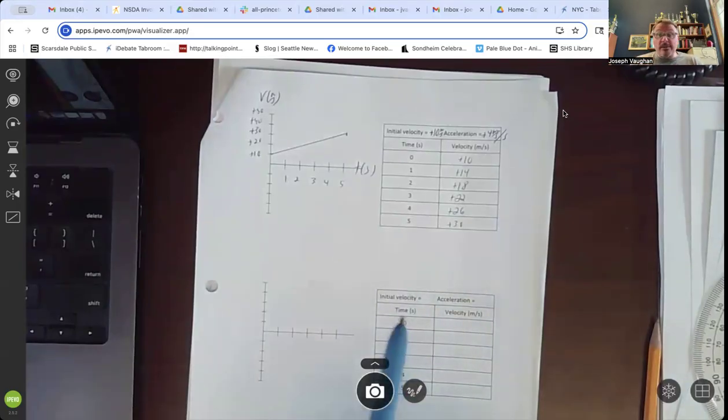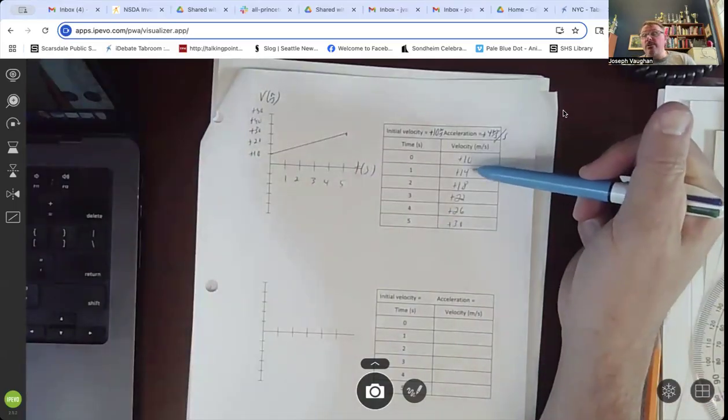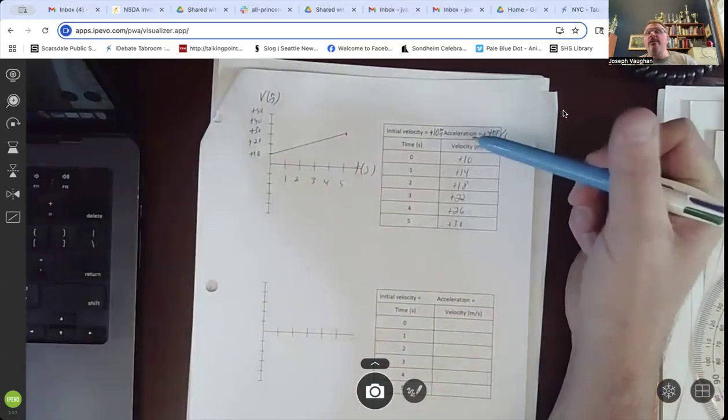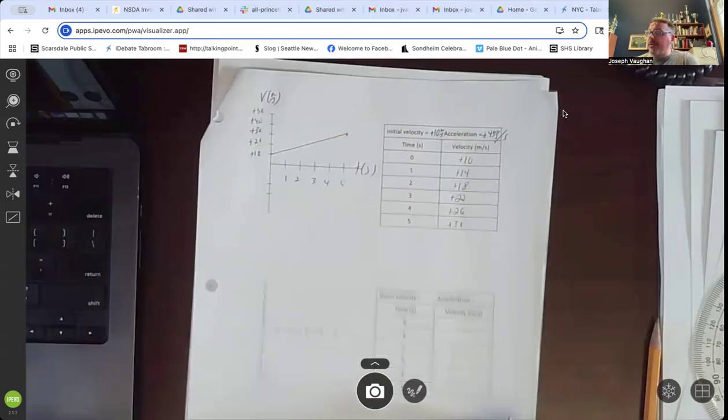Well, first off, is this object speeding up or slowing down? Hopefully you look at the data and say the magnitudes of the velocities are increasing, therefore it's speeding up. And there's still this pesky bit where it's a positive slope, but it's speeding up. All right, we have to do some more in order to figure it out.